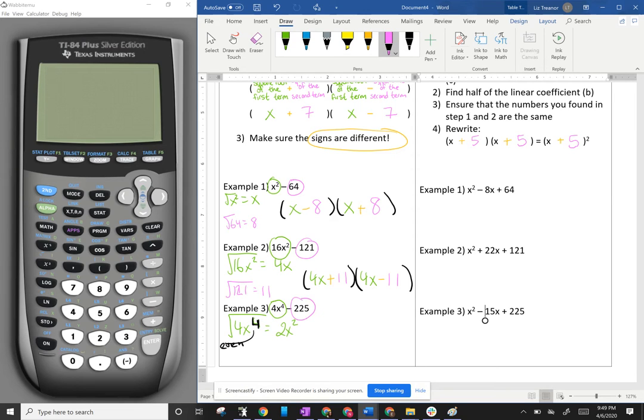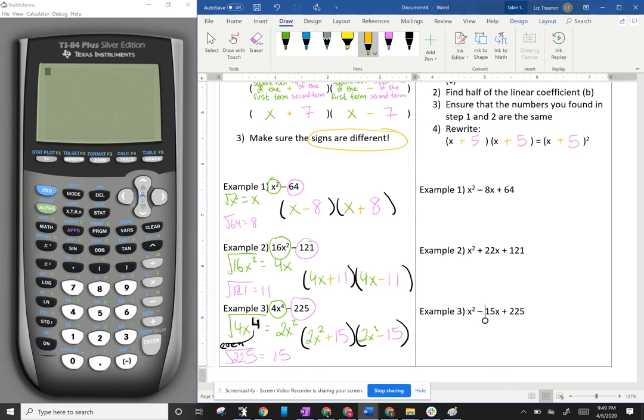And the square root of the second term, 225, is 15. So again, set up your parentheses. First term is 2x squared. Second term is 15. And switch up your signs.